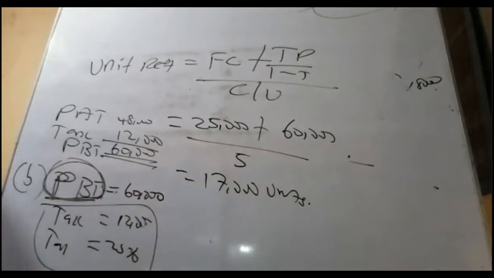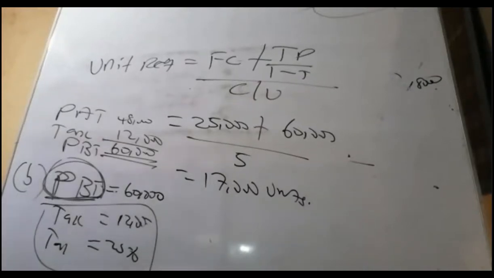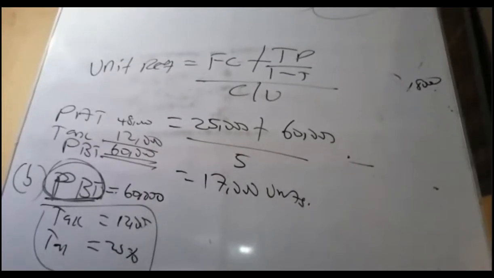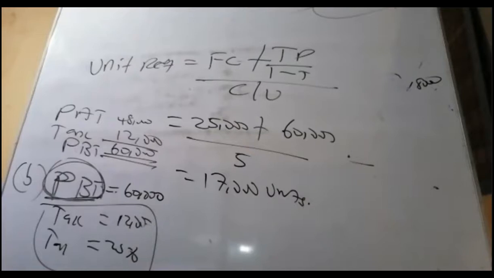Good. So we are done with break even at target profits. Now let me move on to the next item. The next item is called margin of safety.